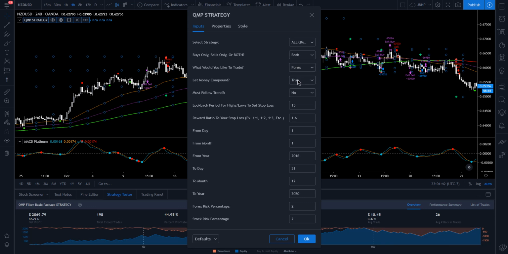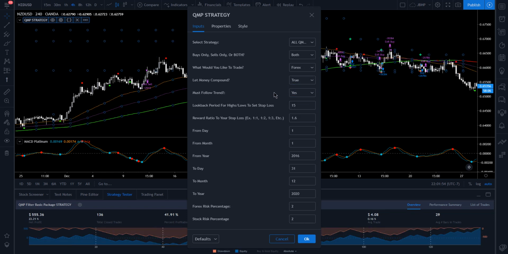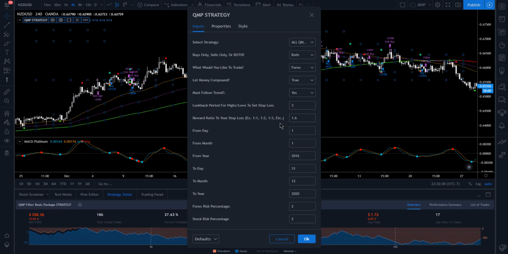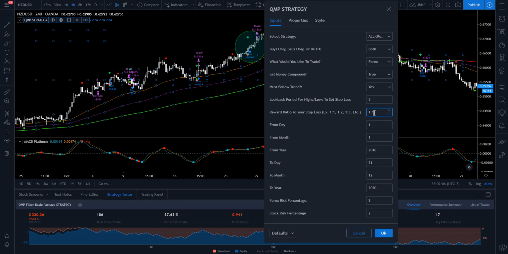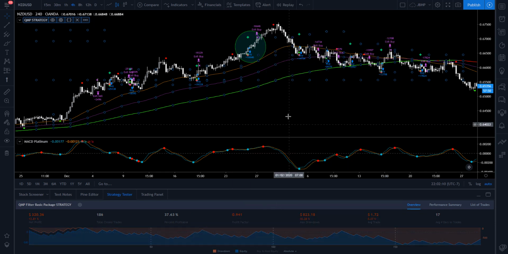It's going to be with the trend. So it has to be a green line for a buy, a red line for a sell. That's what with the trend means. It has to follow that 240 direction. Sorry, true for compounding, and then yes for the trend. And then our look back period, we're going to look back over the last 3 candles for our stop loss setting. And we're going to do a 1.1 to 1 ratio. So that's 1.1 take profit to a 1.0 stop loss.